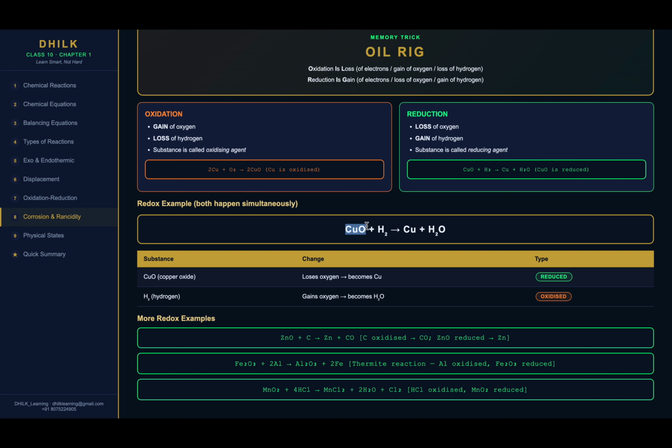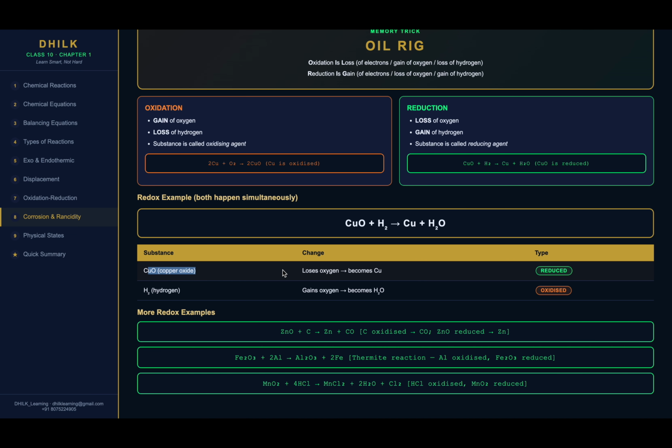Did you get how we can identify the oxidizing agent and reducing agent? If reduction is happening to that reactant, then that is the oxidizing agent. If oxidation is happening to that reactant, then that is a reducing agent. Got it? Finally, we can say copper oxide loses oxygen to become copper, so it is reduced, and so it is an oxidizing agent. At the same time, hydrogen gains oxygen and becomes H2O, so it is oxidized, and that is a reducing agent.